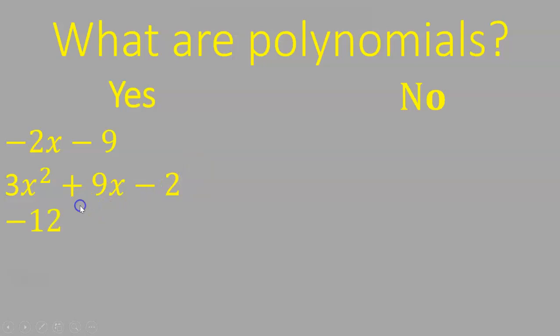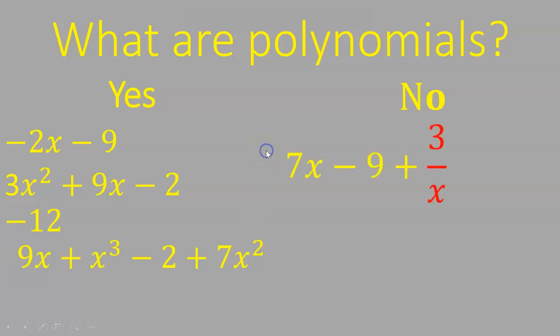Another example, variable exponent is 2, 1, 0. So you're good. Here it's just a constant or number, -12. But again, x to the 0. 0 is a whole number, so you're good. And 1, 3, 0, 2. Those are all whole numbers. This time it's not in order, but that's okay. It's still a polynomial.